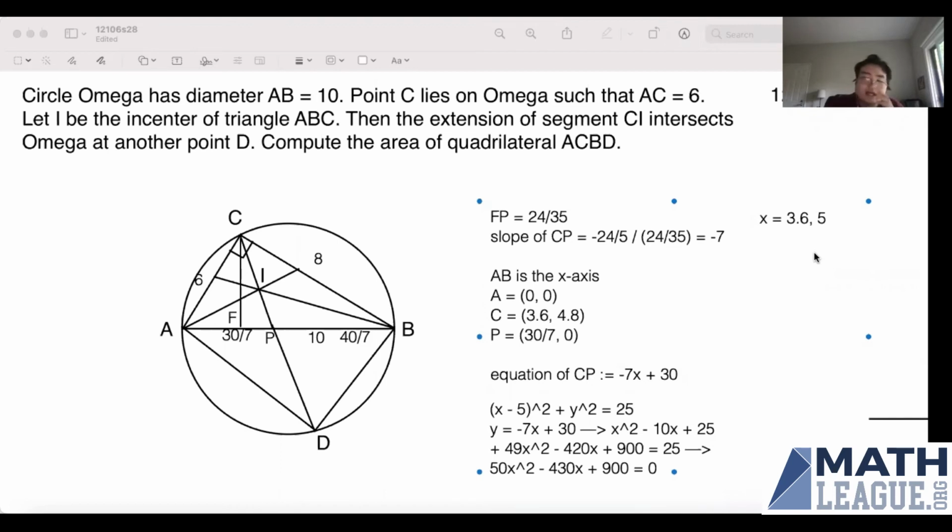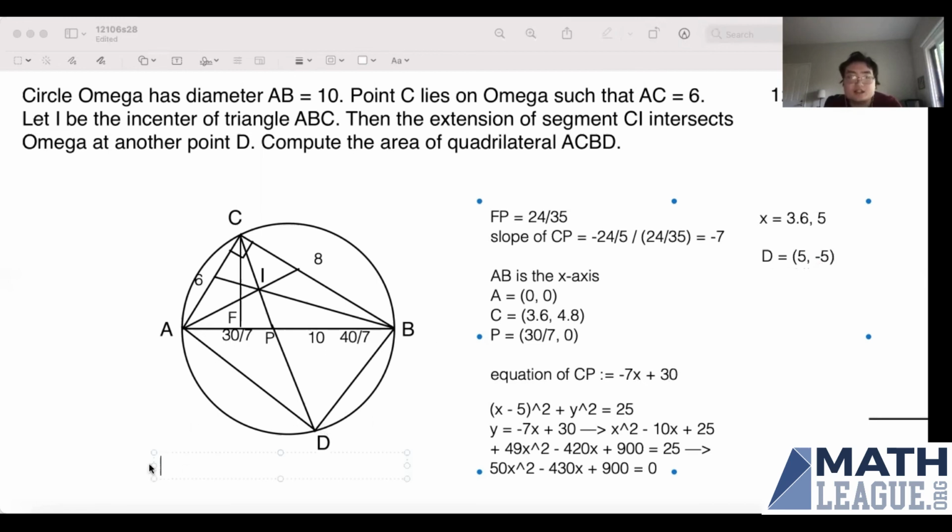Unfortunately, that doesn't work because D should lie below the x-axis. The y value should be negative. So that leaves us only with x equals 5. And x equals 5 it is, because we get y equals negative 5, and that works. So D should be equal to (5, negative 5). So altogether, the length of the altitude from AB to point D is just 5, and so the area of ABD is 25.